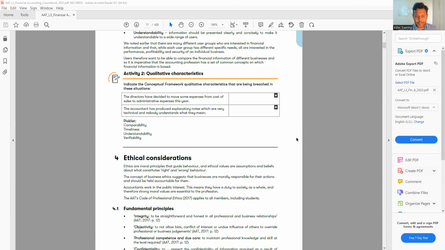It says, indicate the conceptual framework qualitative characteristics that are being breached in the situation. The directors have decided to move some expense from cost of sales to admin expense. Now, cost of sales represents the direct cost, the cost of the product. For example, if I like to make this pen, I can see the plastic, I can see the ink, and whatever I need to make the pen, like 1 hour of labor cost. Everything is our direct cost, and direct cost means the cost of sales.